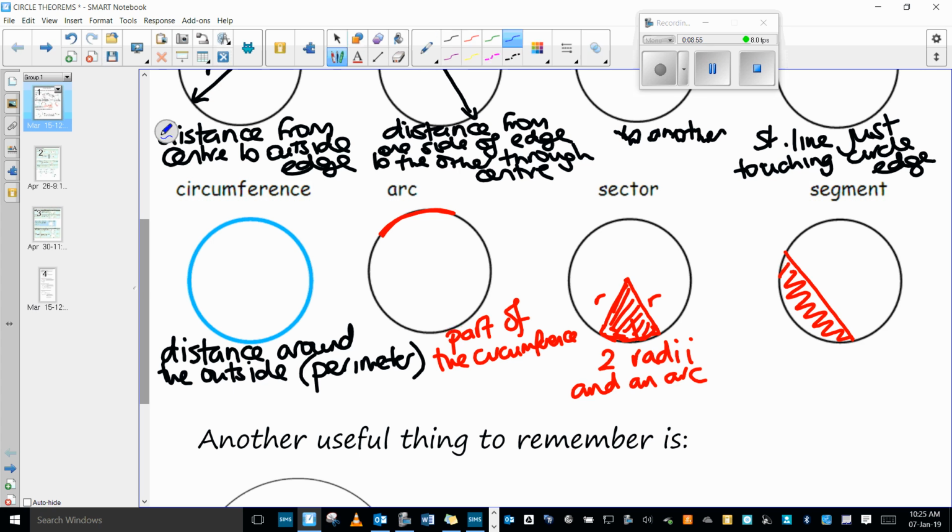When you see some of these questions, they might talk about minor and major. So this would be a minor arc, this little bit here, and this would be a major arc. Minor versus major. This would be a minor sector, this would be a major, and this would be a minor segment, that would be a major one. Just be aware that if they use those words, they're referring to the big bit or the small bit. I don't think it's worth doing anything more about it. So there's some terminology.